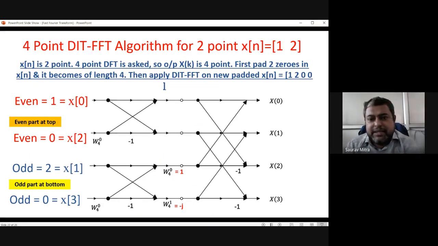So step is same. Only thing is I have given you a 2-point sequence x[n]. So input sequence is now having only 2 points, 1 and 2. And what is asked is you are supposed to find 4-point DFT, or somebody can ask you to find 8-point DFT for this. So don't get confused. So what you are supposed to do is this is a 2-point sequence. First you have to make it a 4-point sequence. How can you make it a 4-point sequence? Just add 2 zeros here.